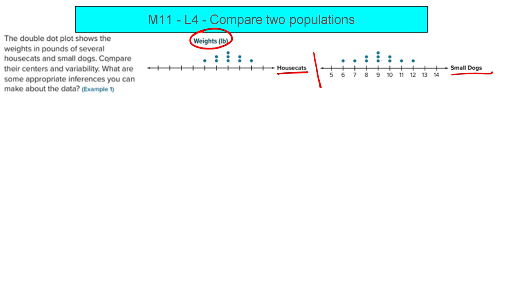He is saying compare the centers and variability. Center means mean, variability means the MAD, mean absolute deviation. So we have to find it, then see what information we get from it. First of all, let us find the mean of both of them. There is no number here, so let us put the numbers here: 5, 6, 7, 8, 9, 10.